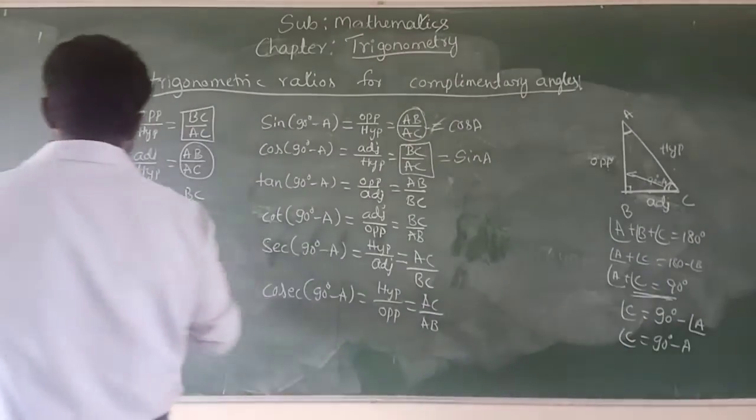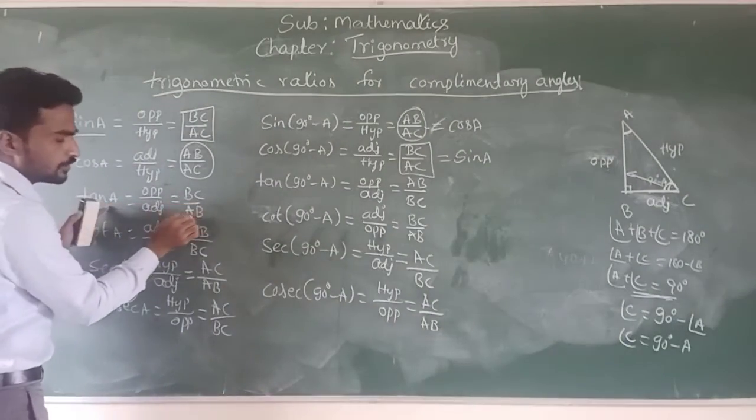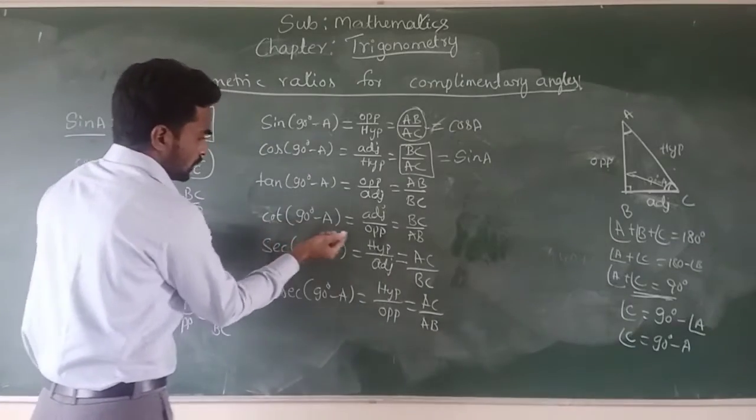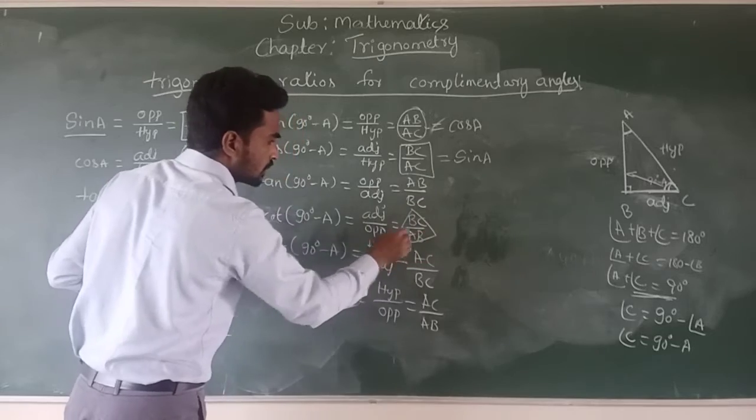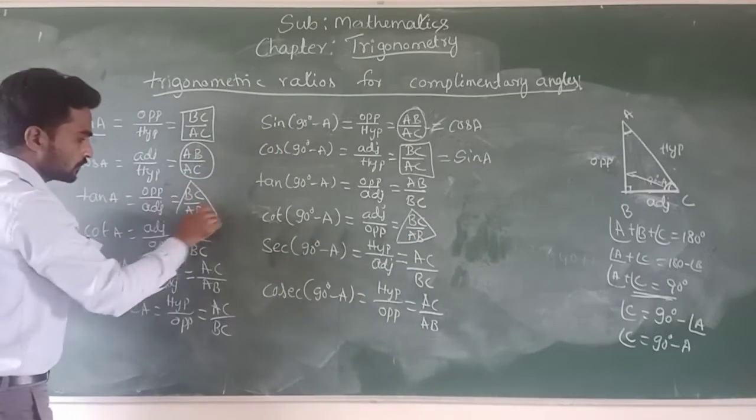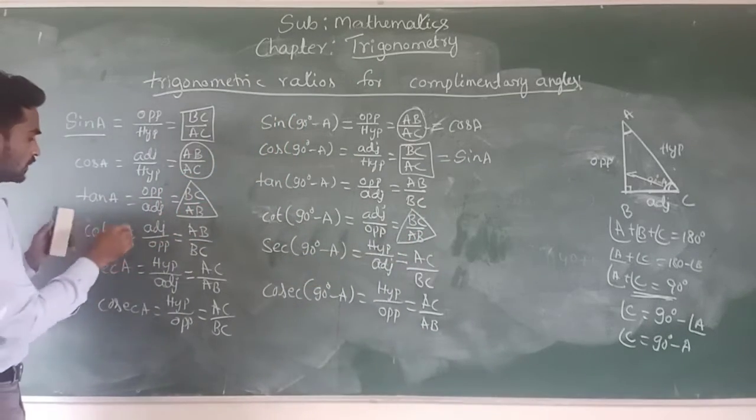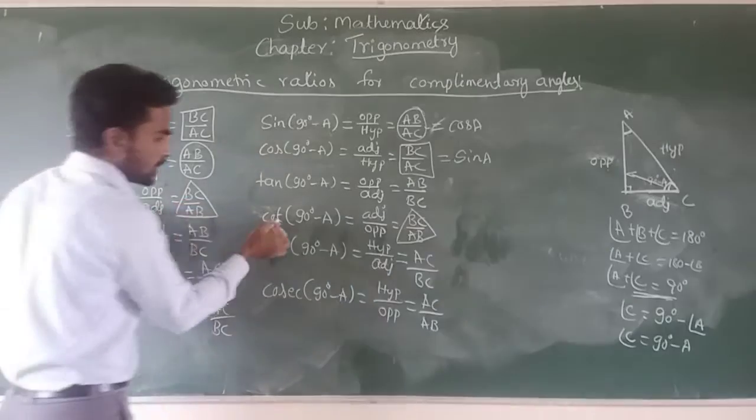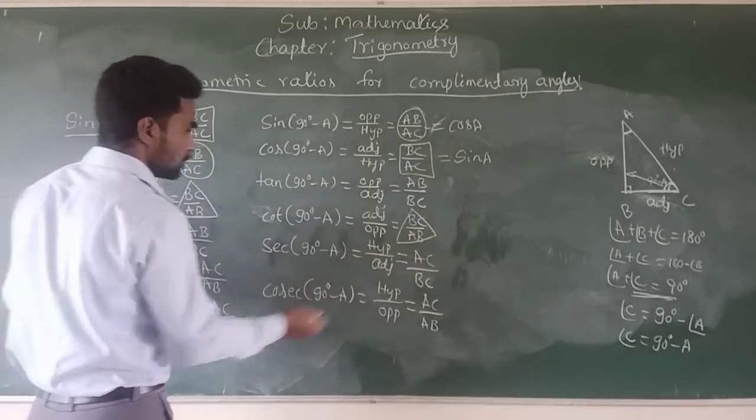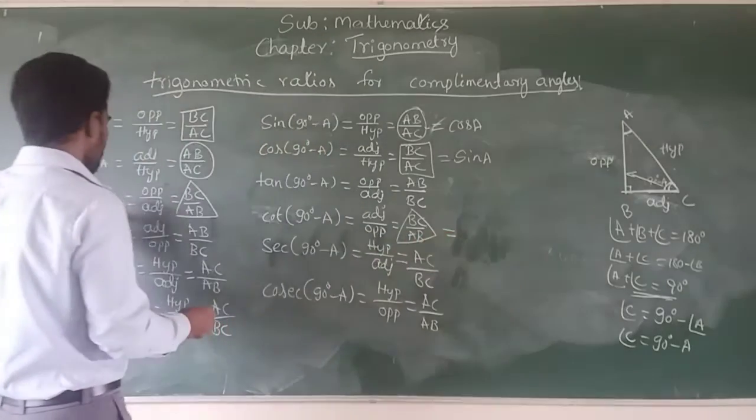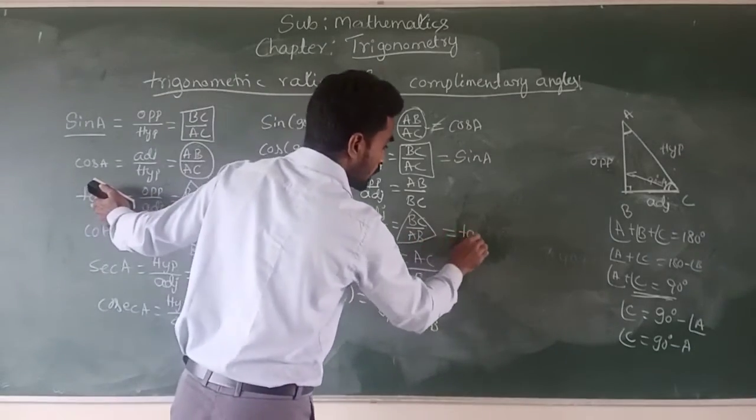Similarly, observe for tan A, BC divided by AB is there. For the cot function, BC divided by AB is also there. Then tan A is equal to BC by AB, and cot of 90 degrees minus A is equal to BC by AB. Then cot of 90 degrees minus A is equal to tan A.